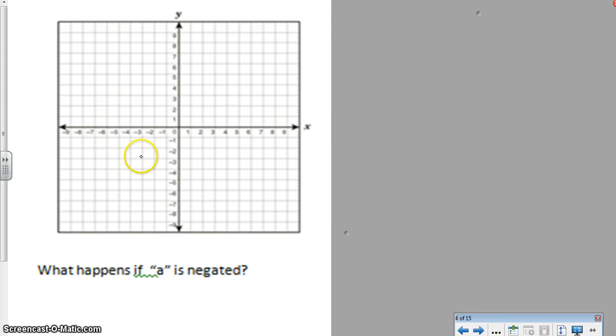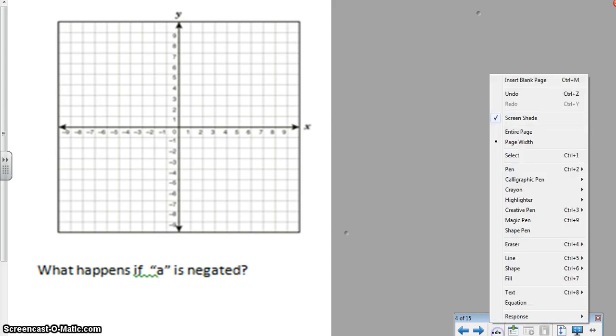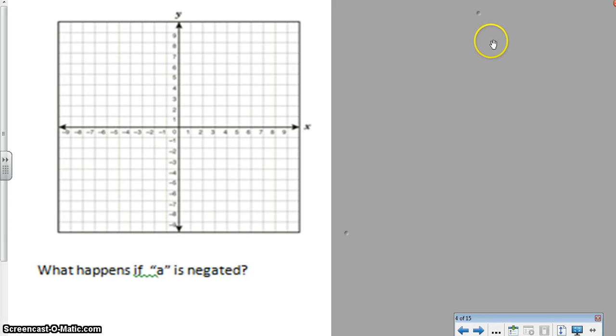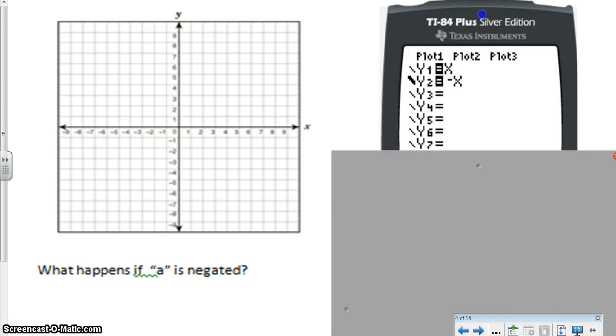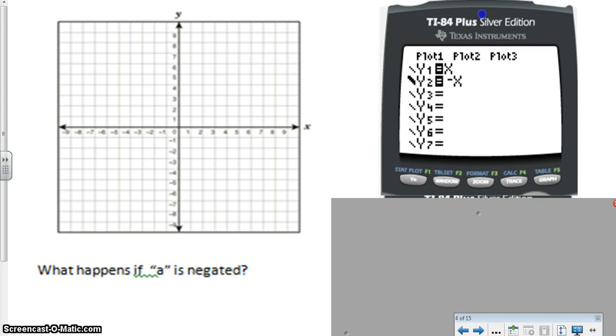Well, I want you to go ahead and use the graphing calculator. And what I want you to do is to go ahead and put these two equations into the graphing calculator. Now remember, to get this solid line, you just go ahead and arrow over to the left and hit enter until you see the solid line. Go ahead and pause the video until everyone has that in.